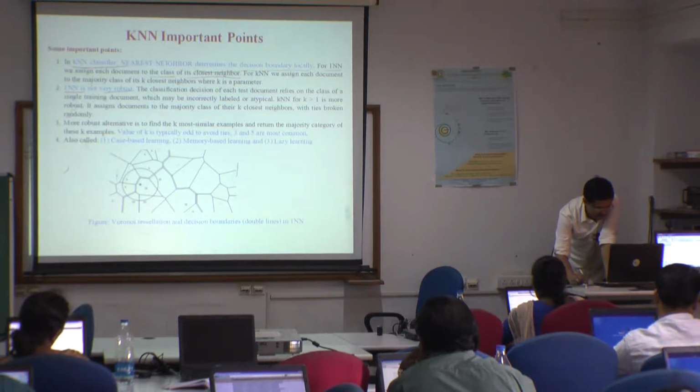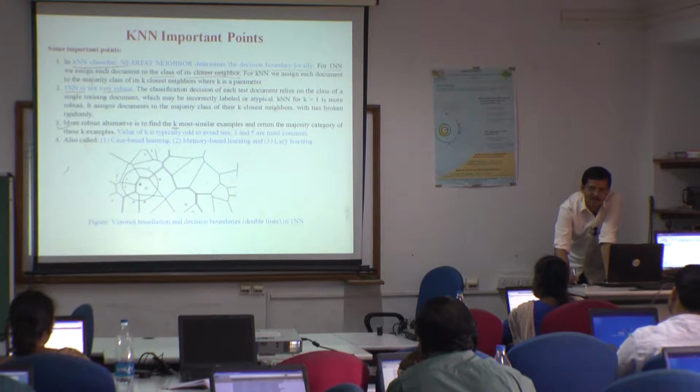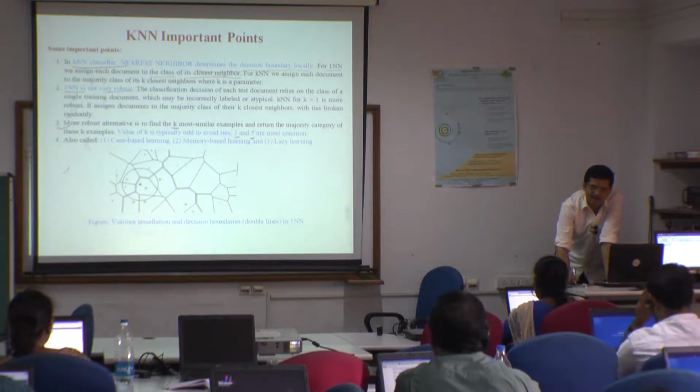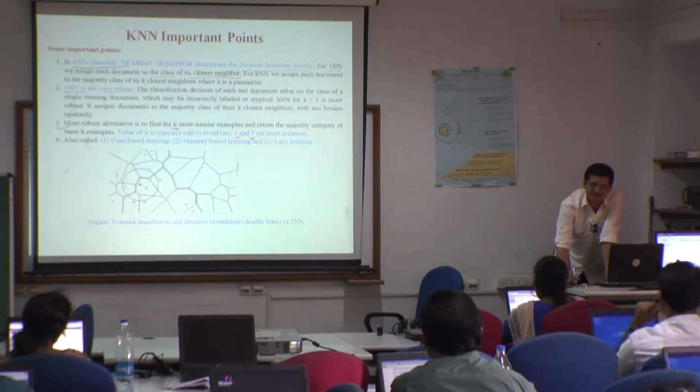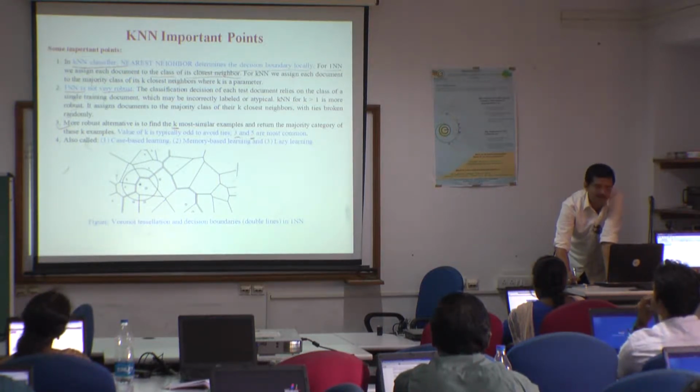Next point is the most robust alternative to find the k, which is to take an odd number, either 3 or 5, like that. What is the advantage of selecting an odd number for k nearest neighbor? It reduces the chance of a tie.